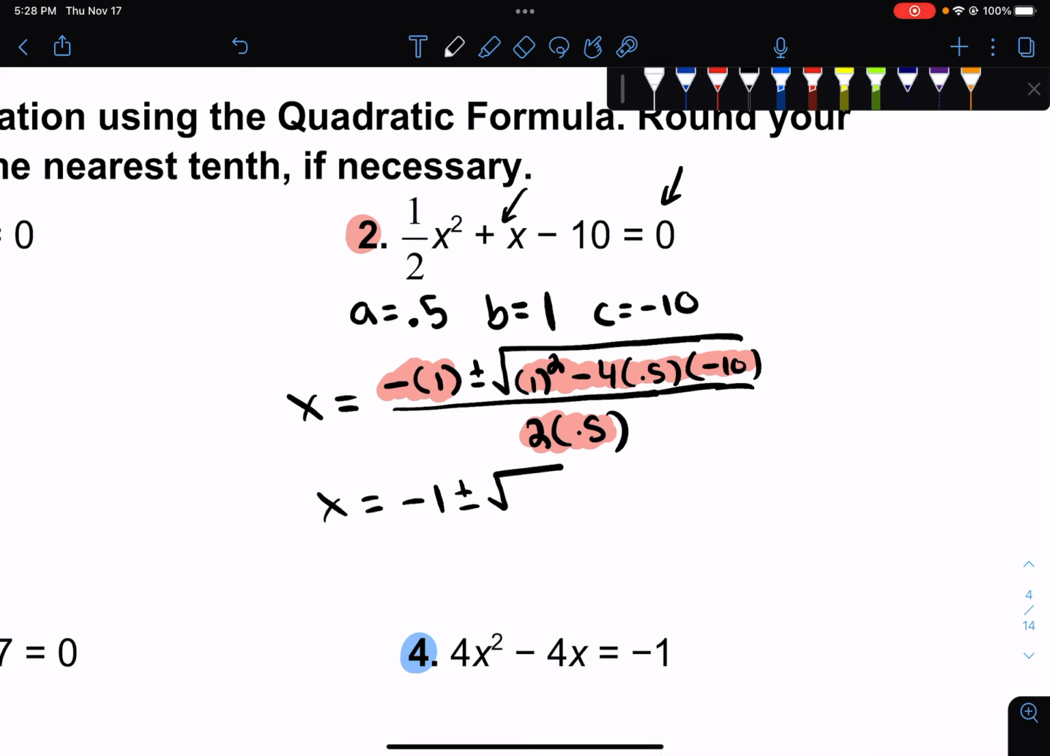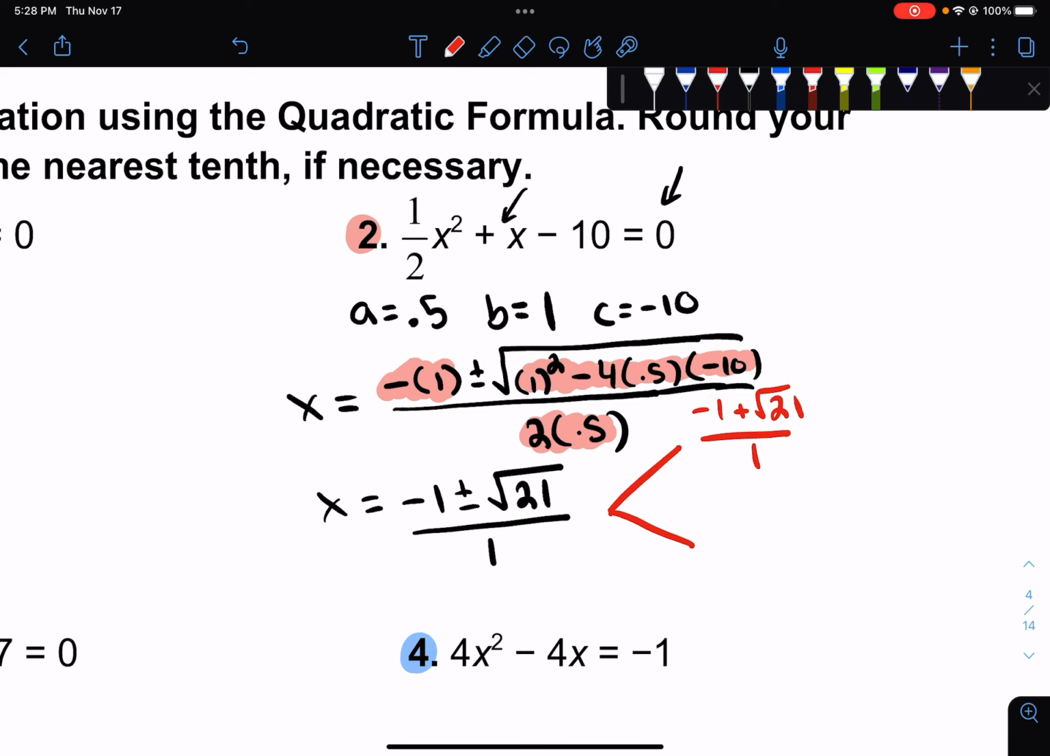1 squared minus all of that, I think, comes out to be 21. And then, is that right? Yeah, that's right. And then on the bottom, I end up with a 1. Now this is nice, clean, simple. I can plug it into my calculator. So I'm going to make a fraction in my calculator. I'm going to put -1 plus the square root of 21 on top and a 1 on the bottom.